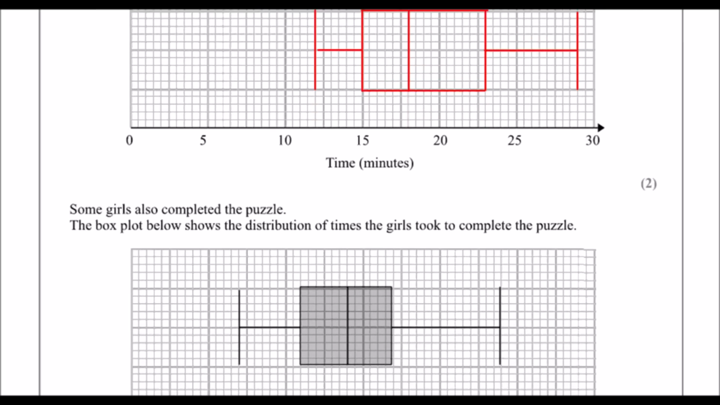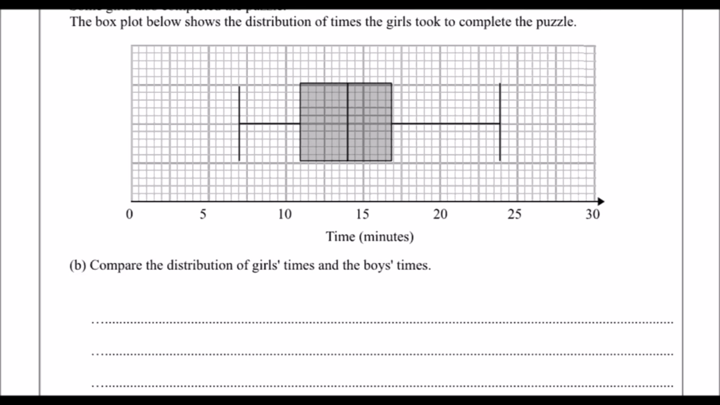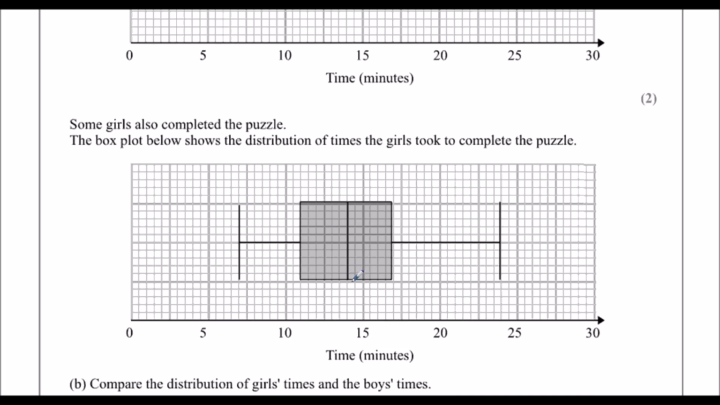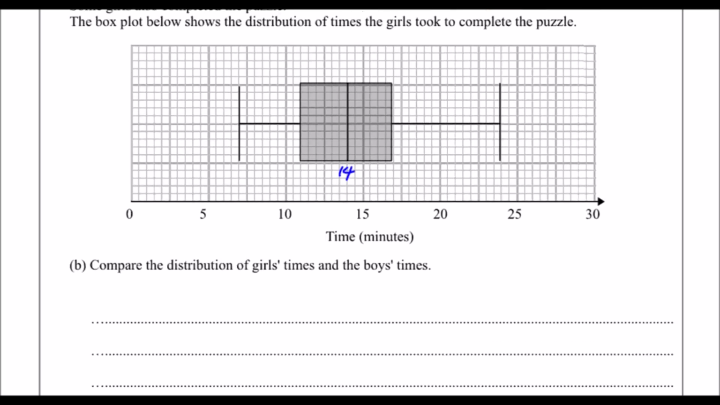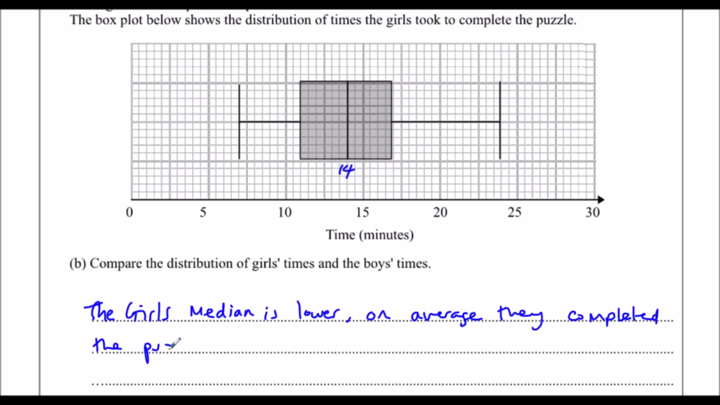Some girls also completed the puzzle, and we've got a box plot to show the distribution of times the girls took to complete the puzzle. We need to compare their distributions. So to compare the distributions, we compare the average, so the median. So the girls' median is 14. The boys' median was 18. So we can say on average, the girls' median is lower. So on average, they completed the puzzle in less time.